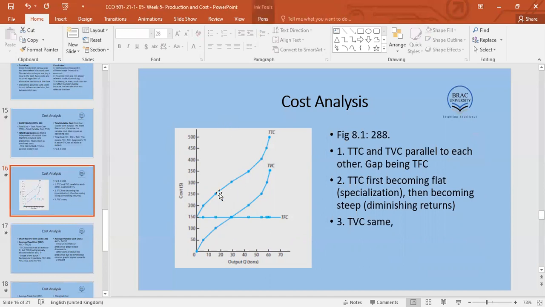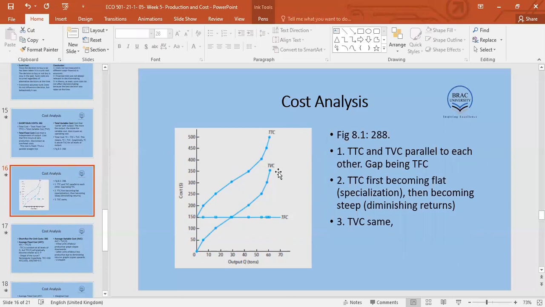Total cost is TTC over here. This is the fixed cost, which we said is say 150 in this particular example. No matter how many outputs, levels of output we decide to produce, our fixed cost is 150 for all levels of output.